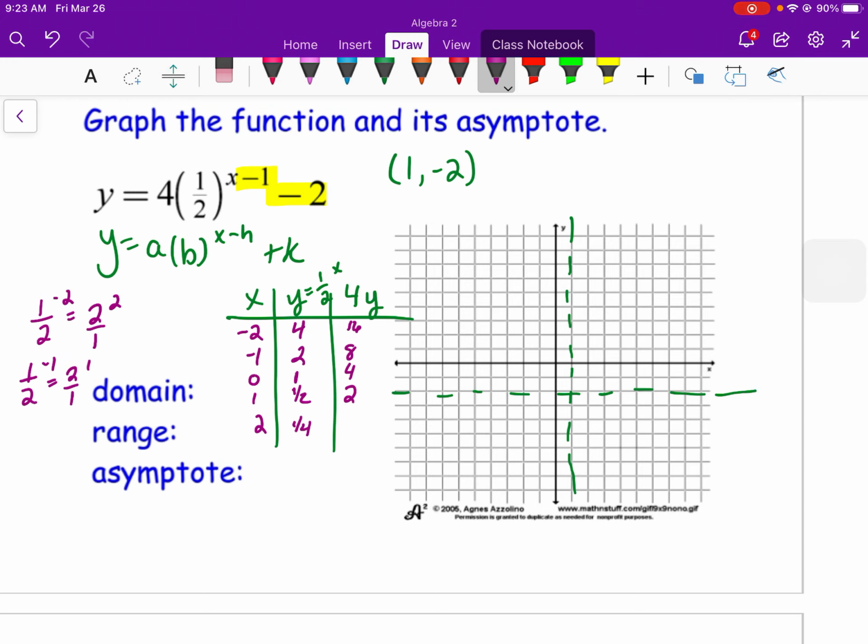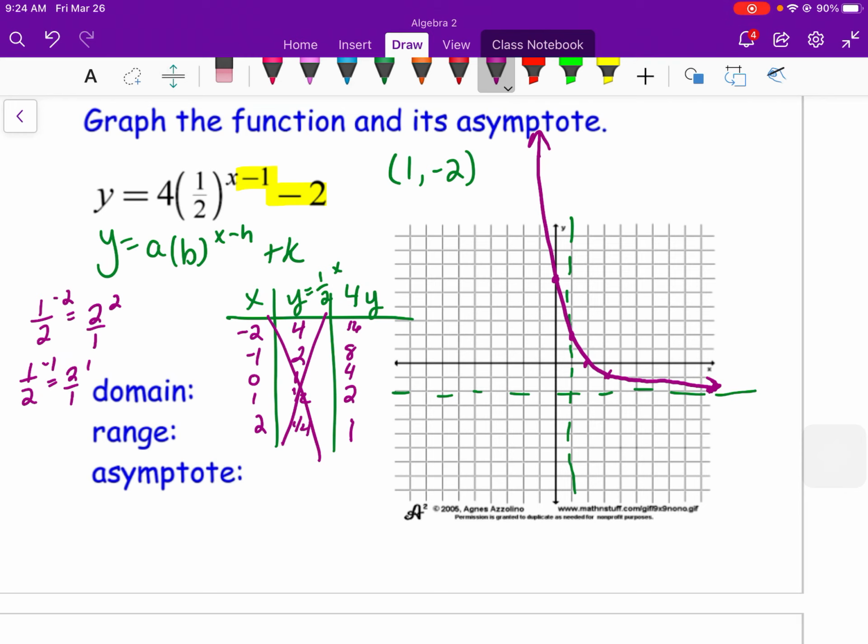4 times 1/2 is 2. 4 times 1/4 is 1. And then we're going to graph the first and last column from my shifted point right here. So -2, 16 is a little bit off my graph. This is exponential decay, so it's going to come down. -1, 8, 0, 4, each point going from my shift, 1, 2, and 2, 1. And it's going to start up here and come down. It's going to get infinitely close to that y equals -2 line, but it's never going to cross.